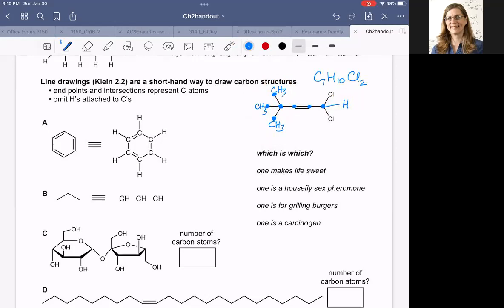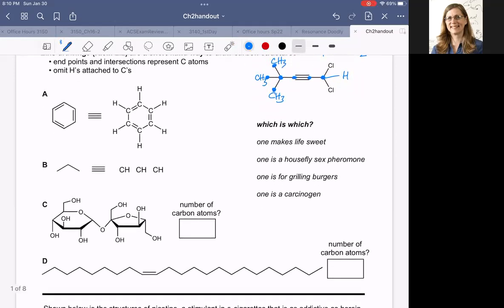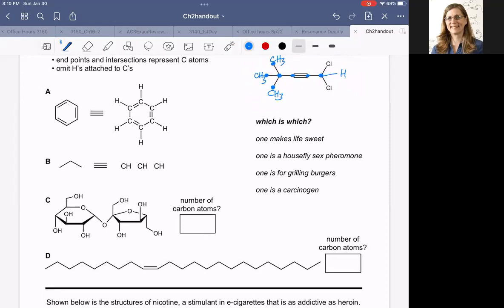So let's look at a few more examples here. These are some more interesting organic molecules. One of these compounds makes life sweet. Another one is another example of a sex pheromone, this time for a housefly. One we might use if we're grilling some burgers. And another one is a carcinogen. So which is which here? Let's first interpret our line drawings and then we'll match them up.